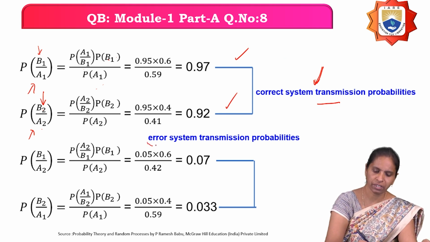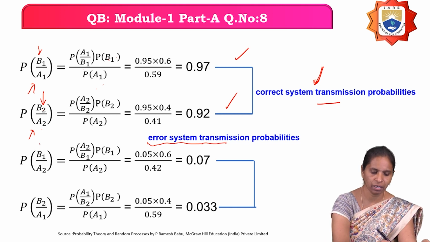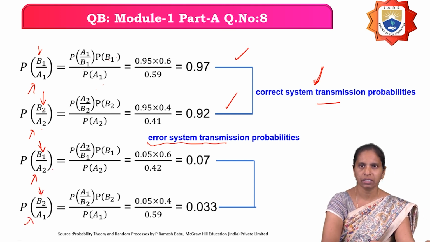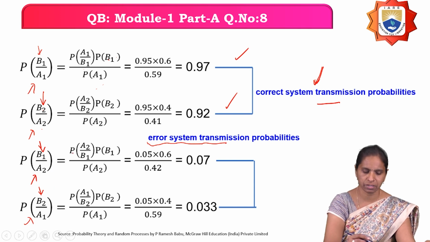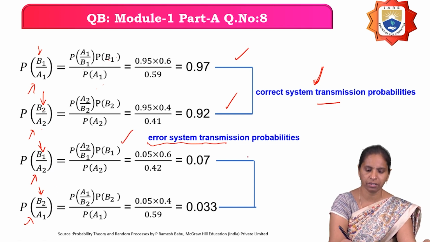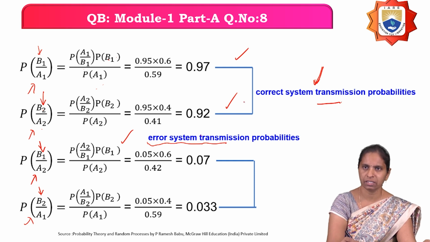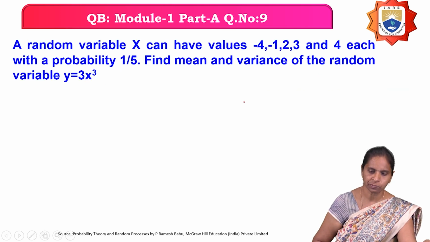Next, what are the error system transmission probabilities? Nothing but the probability that the transmitted symbol is 1 but the received is 0. And similarly, what is error? When can you get the error? If you transmit 0 but you receive 1, you are getting the error. Therefore, these two are the error system transmission probabilities. By using Bayes here, we can calculate the correct system transmission as well as the error system transmission probabilities.